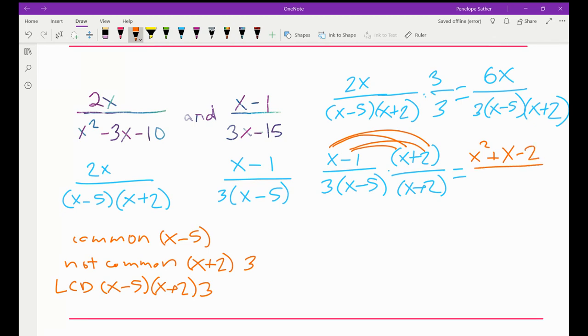Okay. And if you're wondering where I got the positive 1x from, if you do x times 2, that would be 2x. And if you do negative 1 times x, that's negative 1x. 2x minus 1x is 1x. Okay, so that's how we got that. And now both of our fractions are going to have the same denominator.